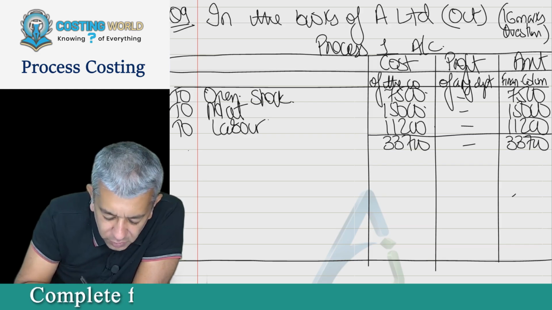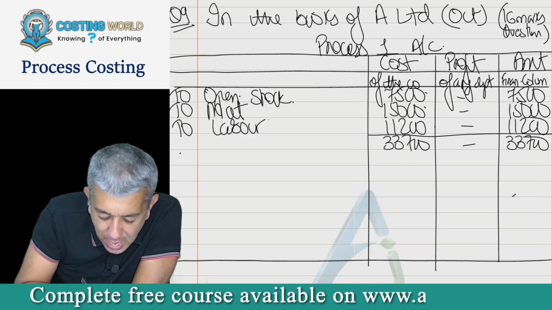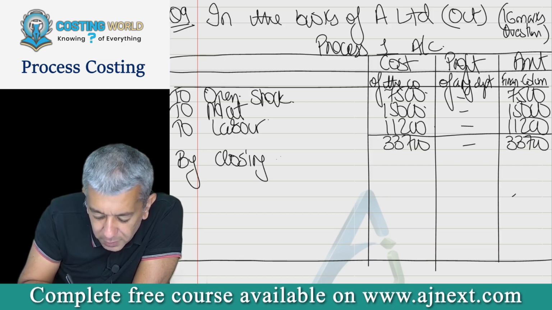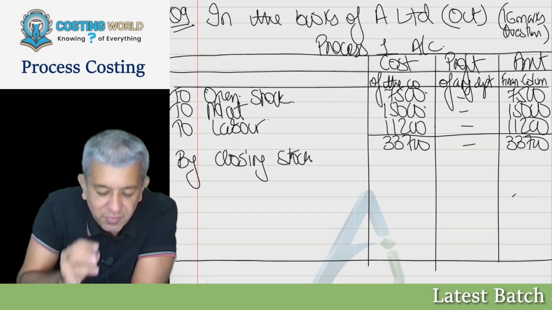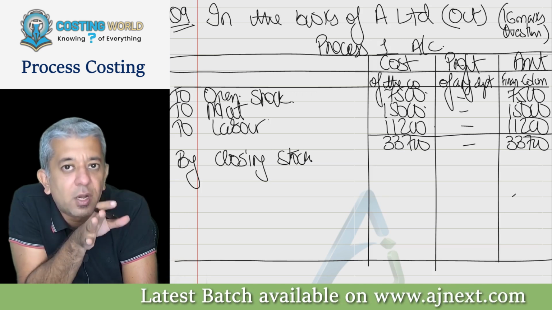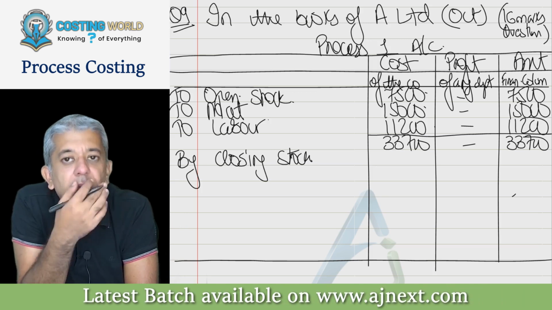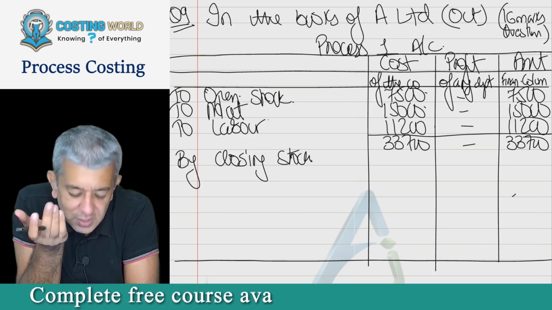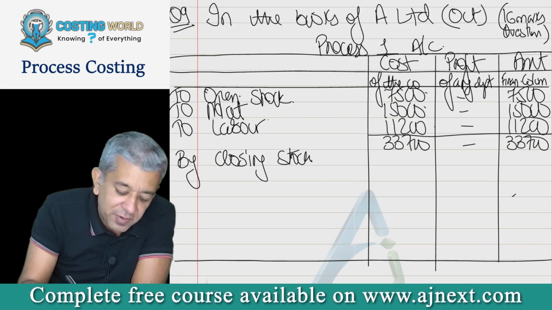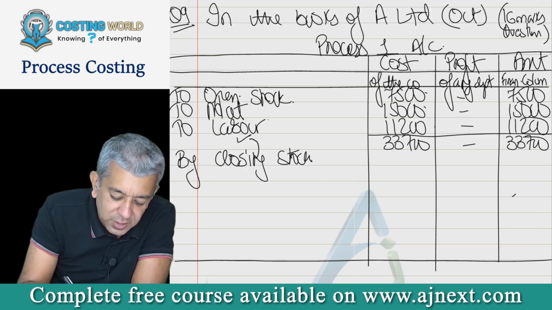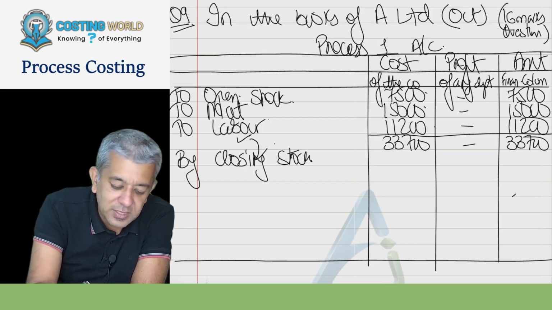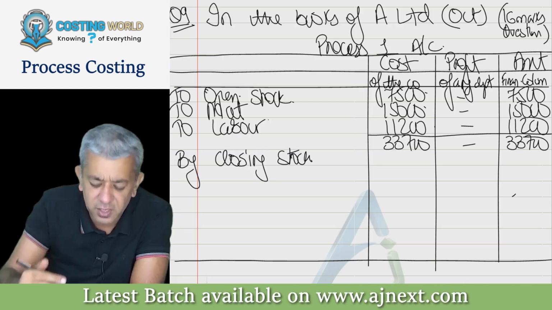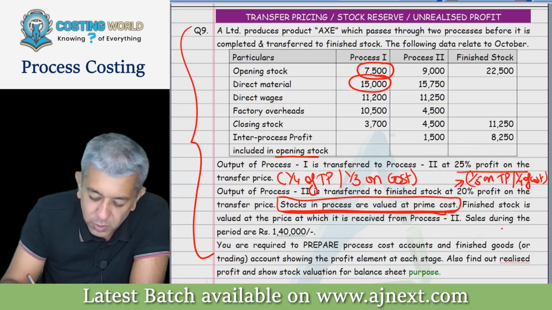Now 33,700. Okay. I am reducing closing stock first. I am writing over here by closing stock. Everybody tell me, why have I not written factory overheads till now? Because stocks in process are to be valued at prime cost. So if I write factory overheads, those factory overheads will go inside the closing stock. That will be against the question. So first you deduct your closing stock.